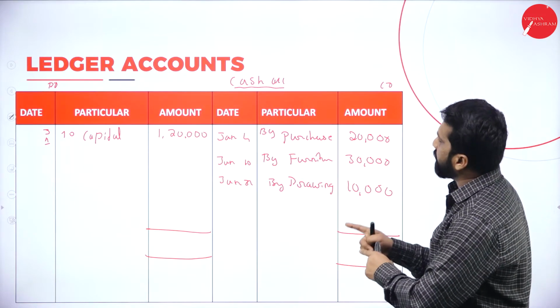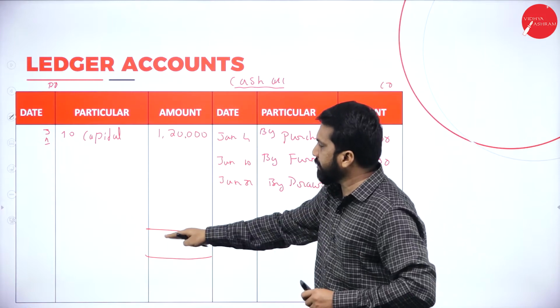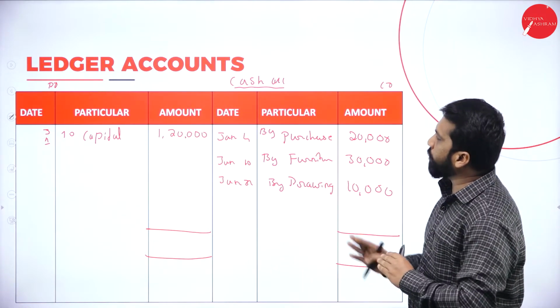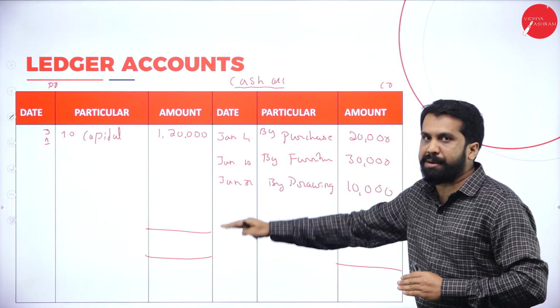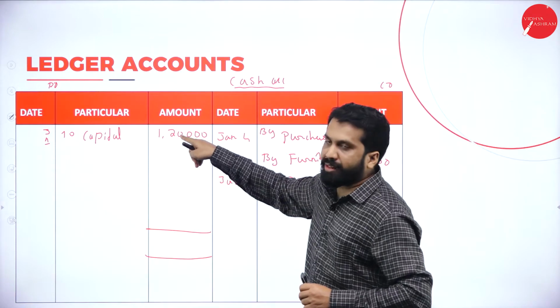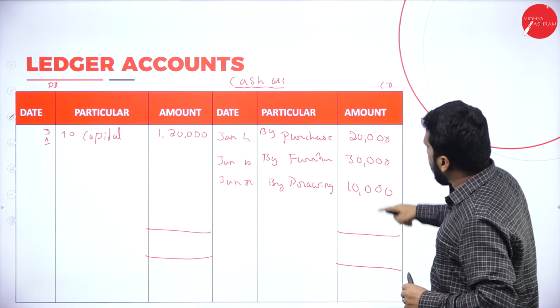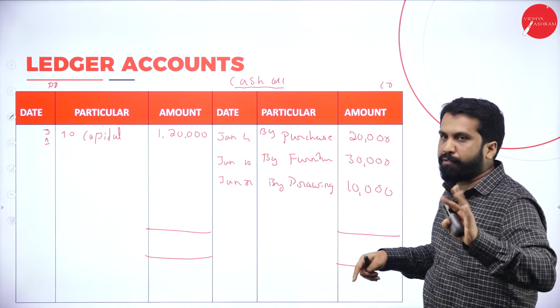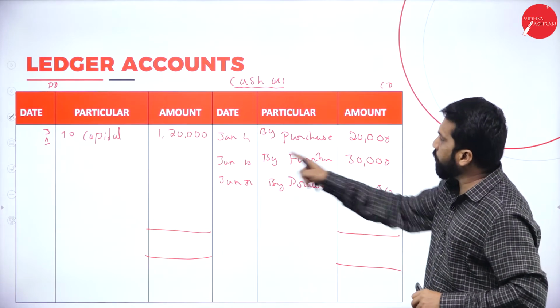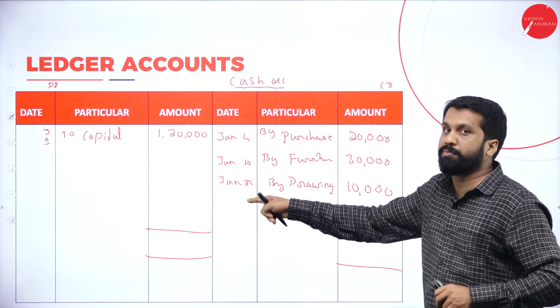Now, this we call the debit side, and this we call the credit side. Never call them left and right, always debit and credit. Here you have 1,20,000. Here how much do you have? 30 plus 20, 50, plus 10, 60. This side is more. Your debit side is more.